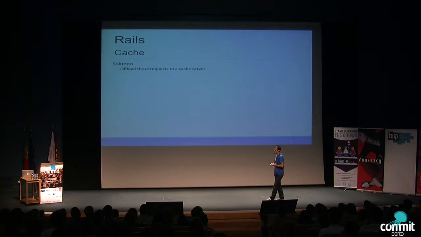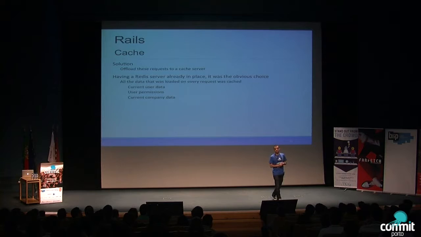Those are steps that you can't avoid. So what did we do to reduce these queries on the database? We offloaded most of this data to a cache server. We already had a ready server in place because of our background processes. And we took the data that was loaded on every request and we sent it to Redis. We cached the current user data, the current user permissions, the current company data. And we achieved the milestone.